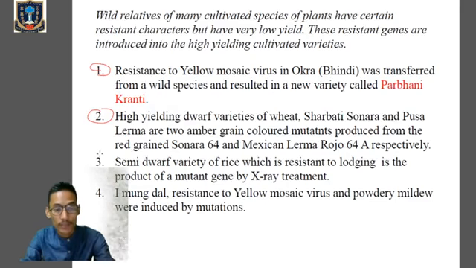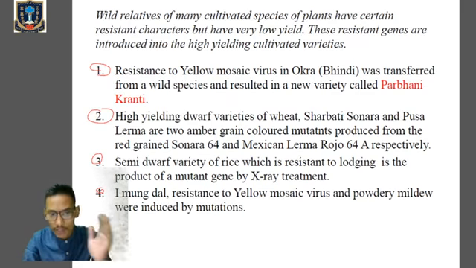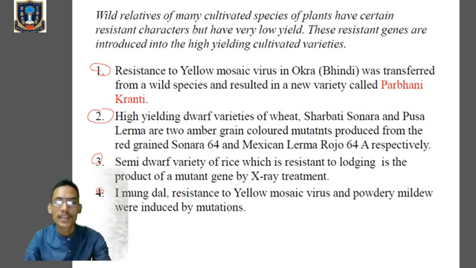Number 3, a semi-dwarf variety of rice which is resistant to lodging is the product of a mutant gene induced by X-ray treatment. And number 4, in moong dal, resistance to yellow mosaic virus and powdery mildew were induced by mutation. So these are the products of the mutational breeding technique. Okay, so kindly go through it.